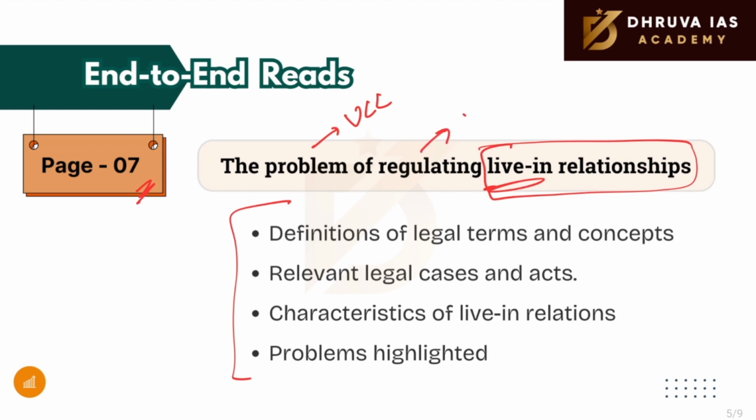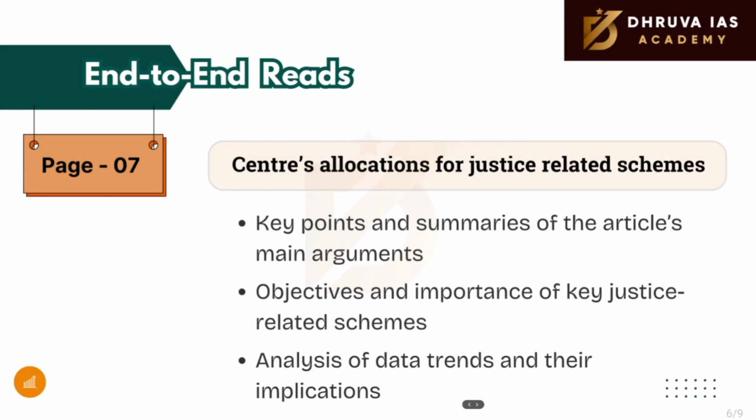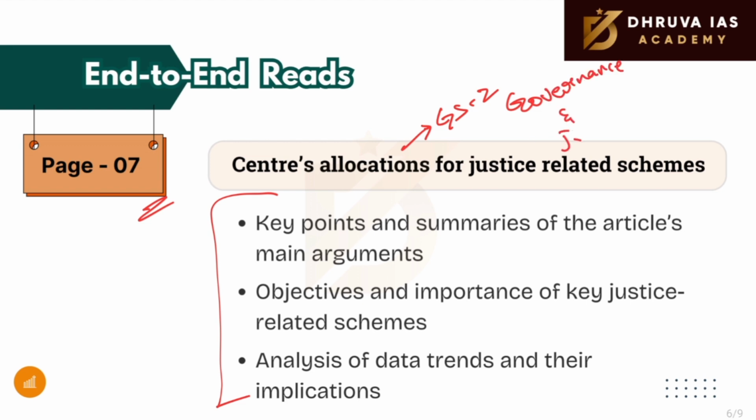It is important for GS1, which is Indian society. Also, it is very important for optionals like sociology and anthropology. The next article that we need to read fully is in page number 7. It talks about the center's allocation to the key schemes that deliver justice, especially if we talk about the police forces and other aspects. So kindly cover these, as this article falls into GS2 governance as well as justice.